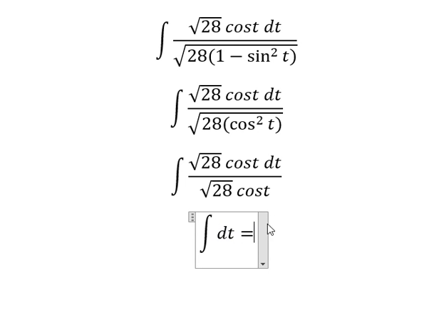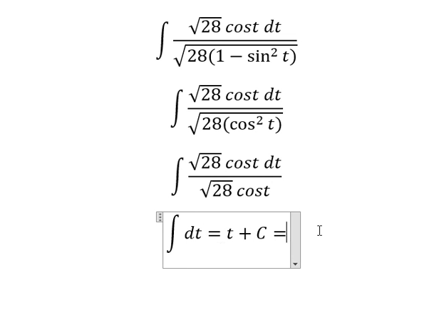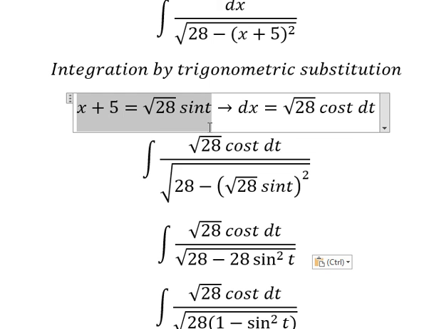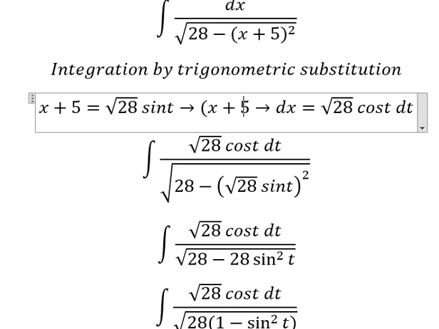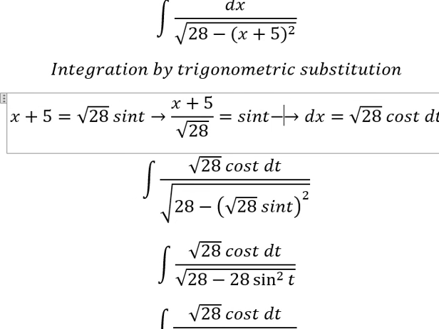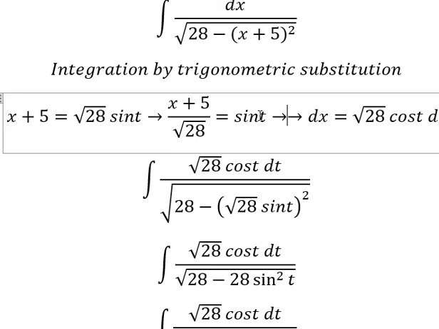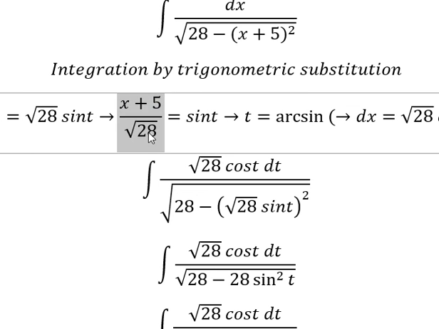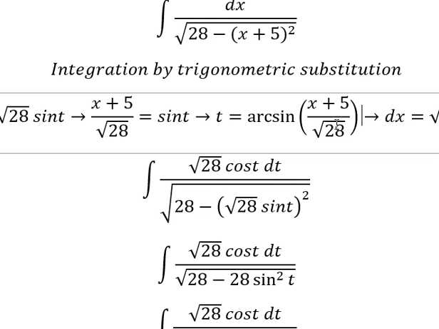the integration of dt. We have t, and I will put about c. About t, that is about this one. So we divide both sides by the square root of number 28. And now we can find the value of t, that is about arcsine of this one. So I will put this one to change for t.